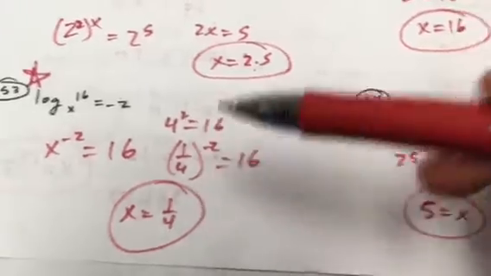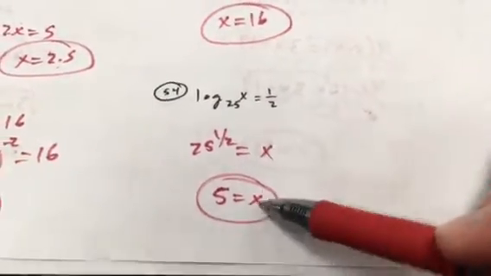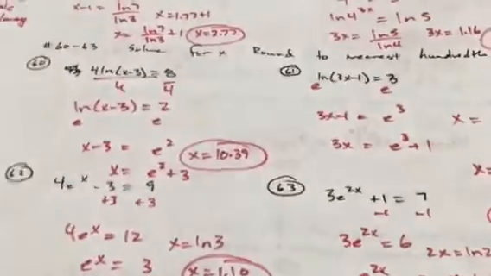Here you have 25 to the 1/2 equals x. X is the square root of 25, which is 5. All right, folks, we are moving on.